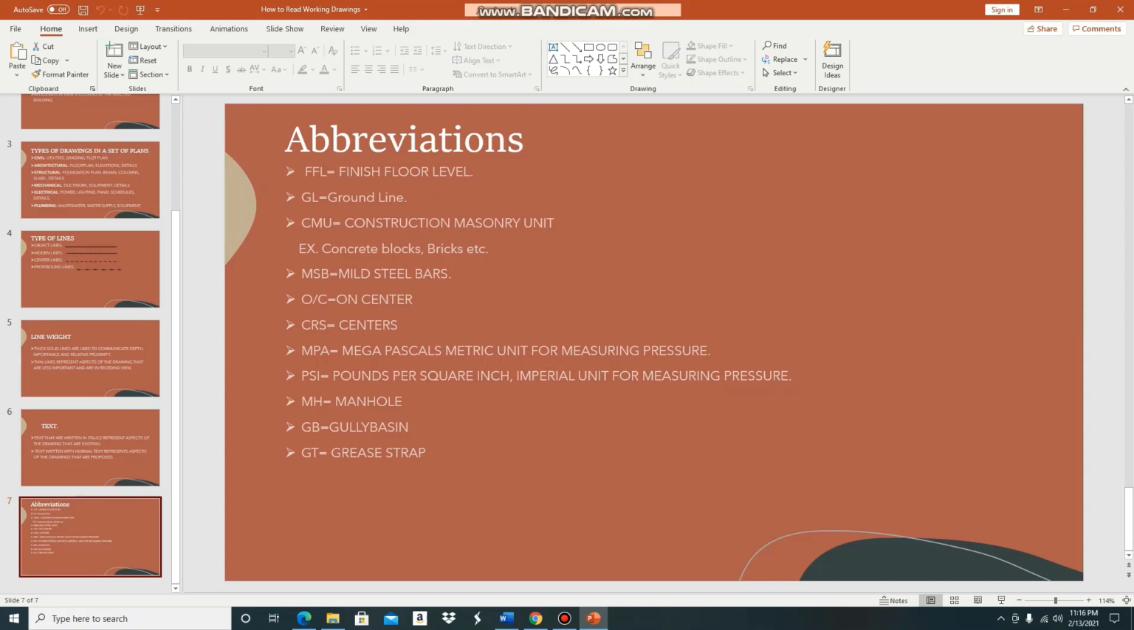Whenever you see FFL, it means finished floor level. GL means ground line. CMU, concrete masonry units, for example your concrete blocks, your bricks, etc. MSB, your mild steel bars. OC means on centers. CRS, centers. MPa means megapascal in metric. The unit for measuring pressure in metric is megapascal.